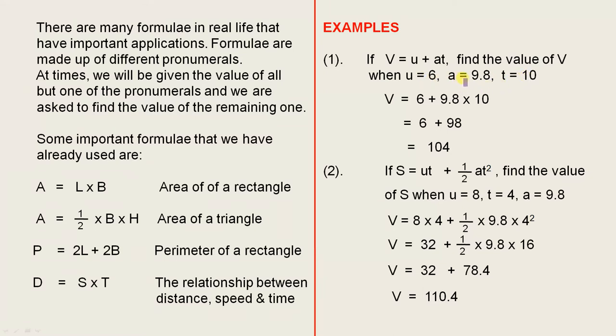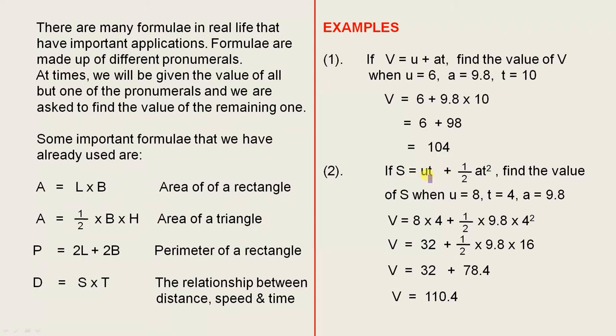So we substitute all these values into the equation, and we've done that here. When we get to the second line, we know, because of order of operations, we have to do the multiplication first. So that gives us 98. So V will be 6 plus 98, which is 104.